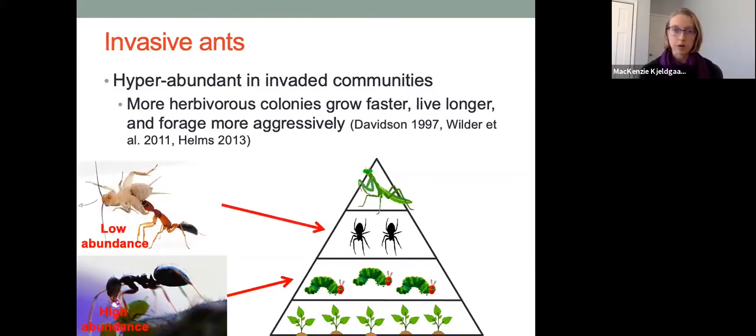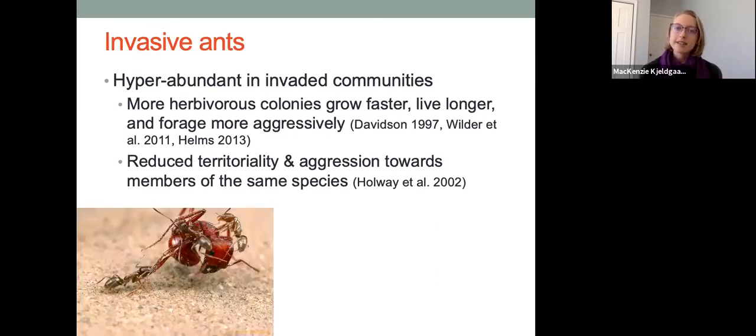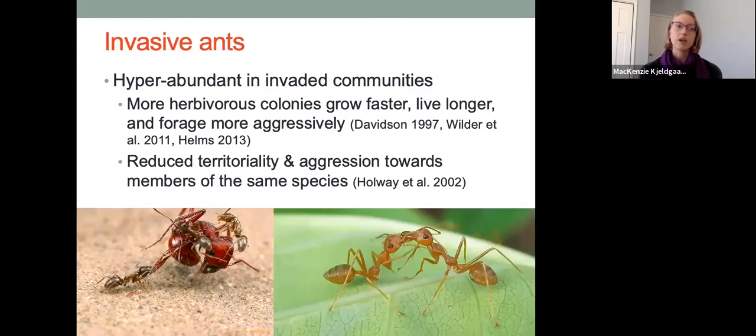So another factor that's thought to influence the abundance of invasive ant species is their proclivity towards intra-specific cooperation. So for many invasive ant species, they show reduced territoriality and aggression towards members of the same species. So essentially by avoiding these very costly competitive interactions and cooperating with each other instead, it's thought that invasive ant species are able to reach a higher abundance.